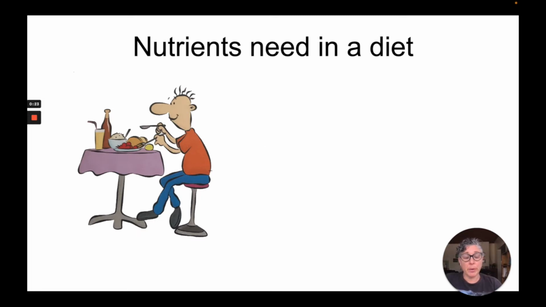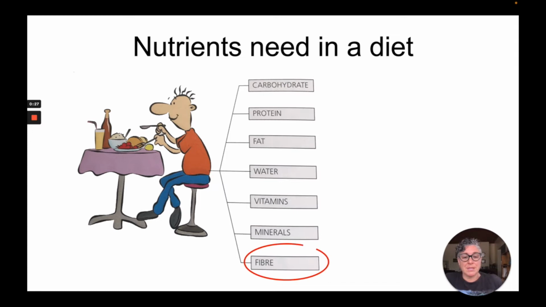So let's talk about what nutrients are needed in a diet. So we're talking about the 7 main nutrients: carbohydrates, protein, fat, water, vitamins, minerals, and fiber. While fiber is not exactly a nutrient, it is a necessary component of every diet. And we've already studied carbohydrate, protein, and fat as far as the biological components of those molecules.